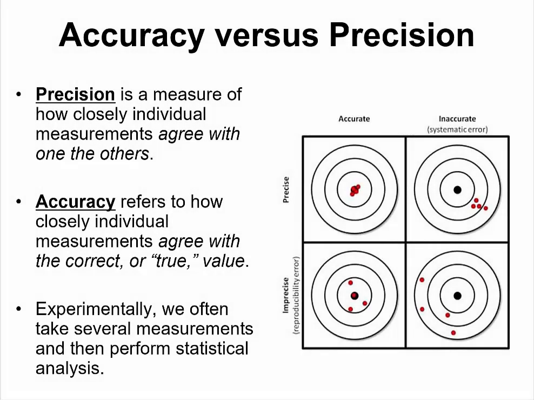When we are calibrating the machines that we use in science labs, we like our machines to be accurate and we like them to be precise. So, what is the difference between accuracy and precision?